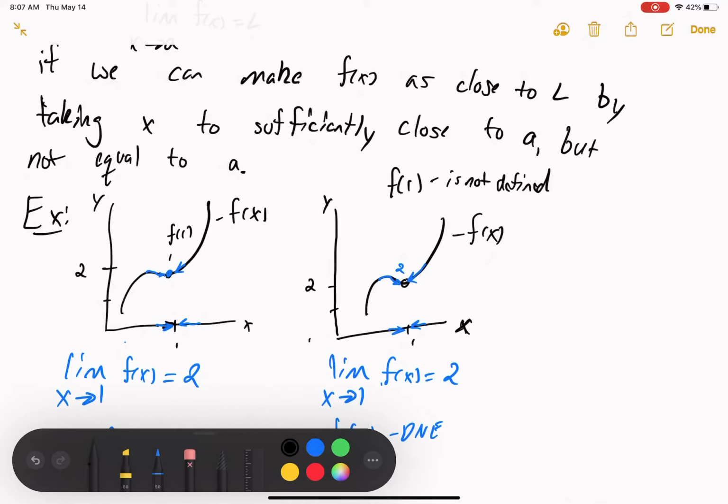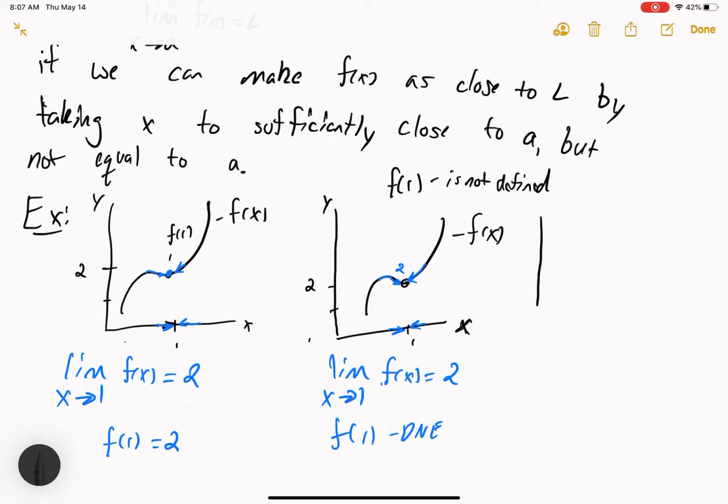So the fact is that the limit point doesn't necessarily have to be in your domain, but you can still have a limit there. And even if you are defined there, you don't actually have to equal that value. So say this is 1, this would be 2.